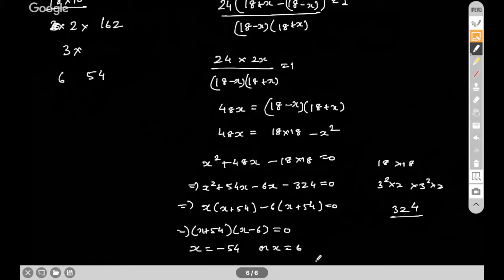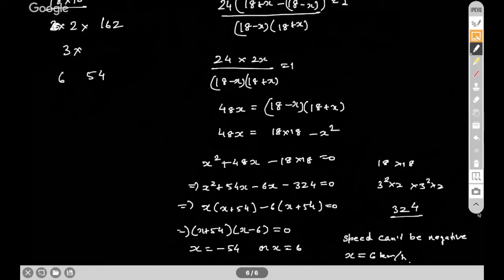But speed cannot be negative. Right, this cannot be negative. So hence, we say speed cannot be negative. So hence, the solution is x equals 6 kilometers per hour. Right, this is the solution. This was asked in 2014 CBSE. Let's take up another type.